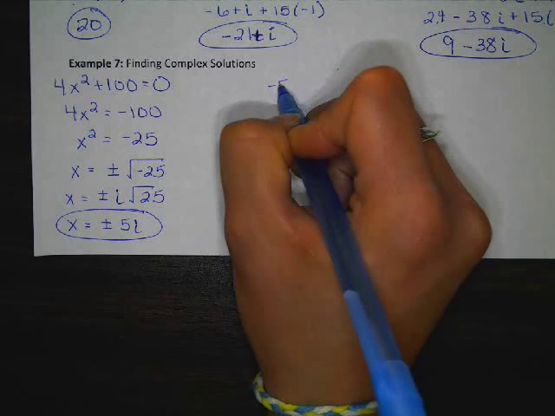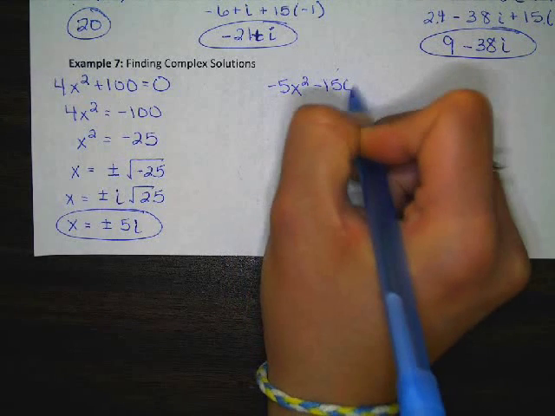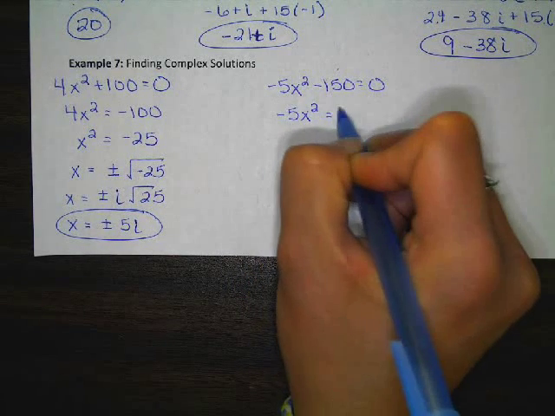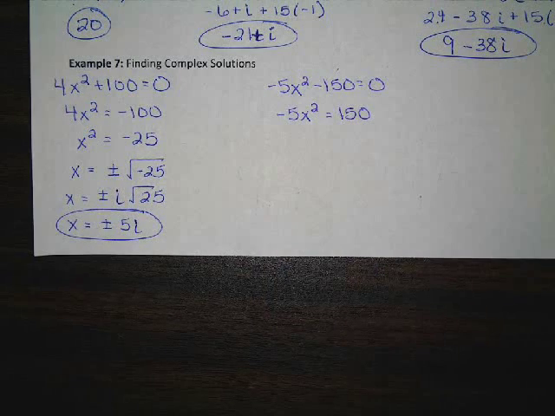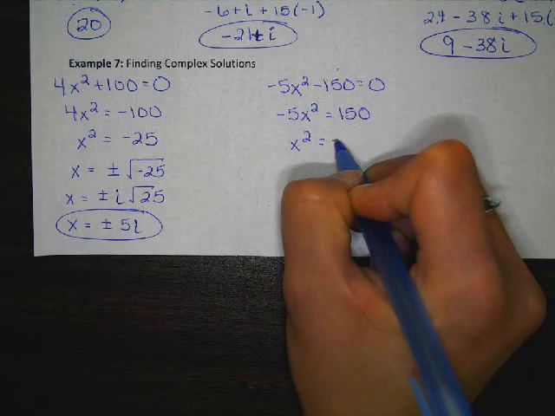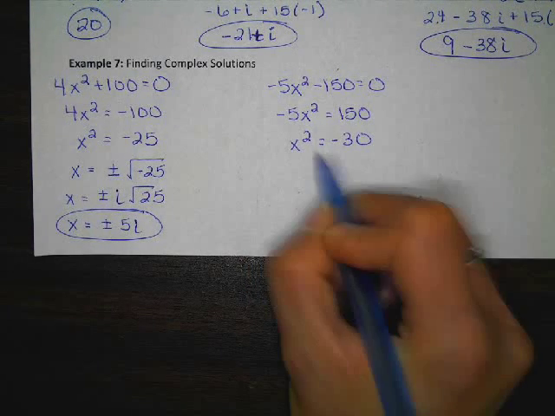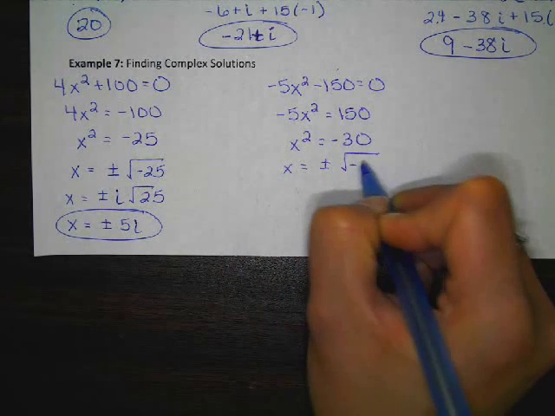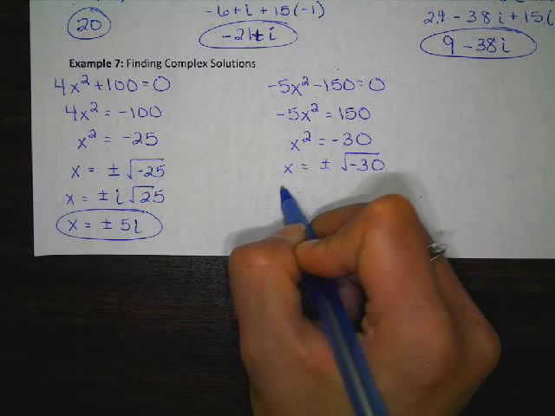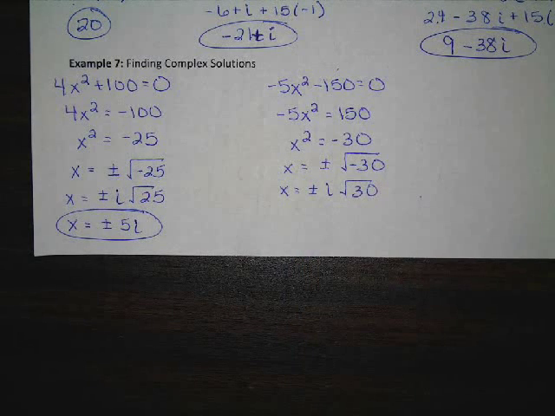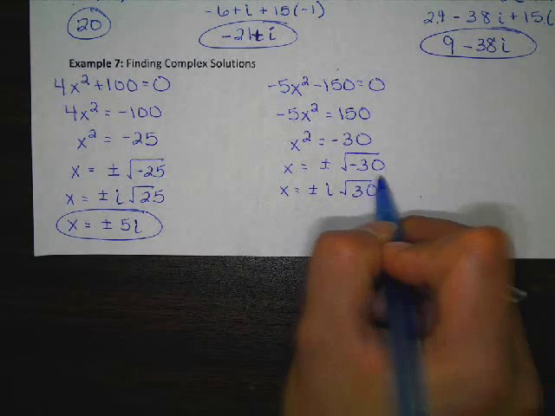Alright, let's do another one. Negative 5x squared minus 150 equals 0. We'll add the 150 over, so negative 5x squared equals 150. Divide both sides by negative 5, so x squared is negative 30. Again, that's a square, so we're going to take the square root of it: plus or minus the square root of negative 30. Since that's a negative, we can pull out an i. And 30 has no perfect squares in it, so our final answer is plus or minus i radical 30.